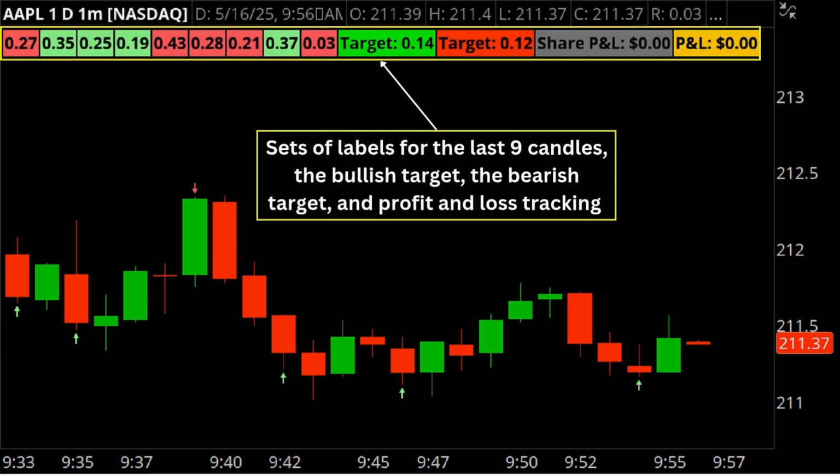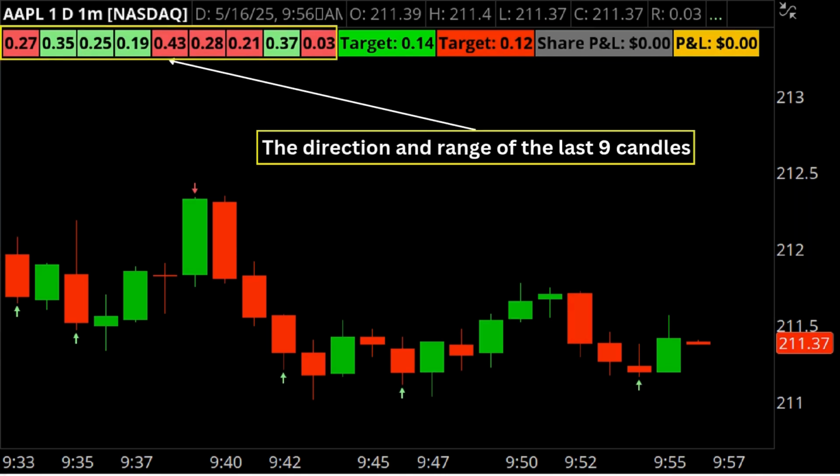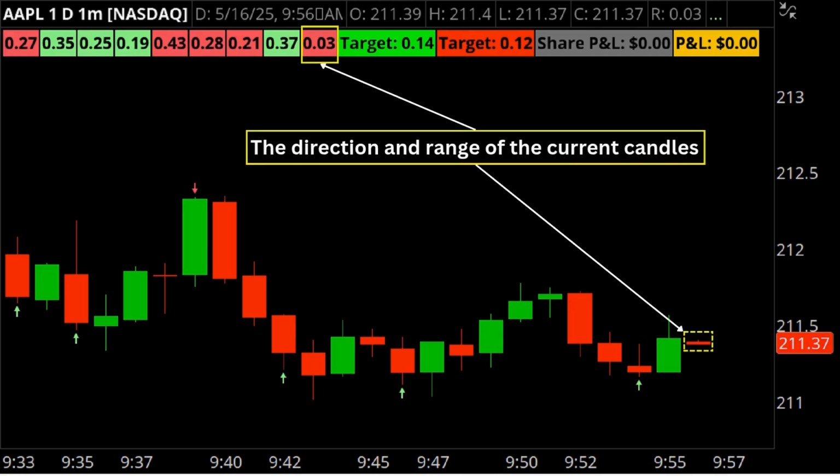Labels for each of the last 9 candles' high to low ranges are shown in green when the candle closed higher than it opened, and red when it closed lower, empowering traders who are using the indicator on intraday charts to spot rapid momentum shifts. The most recent candle's range value refreshes in real time as price unfolds, spotlighting emerging strength or weakness.